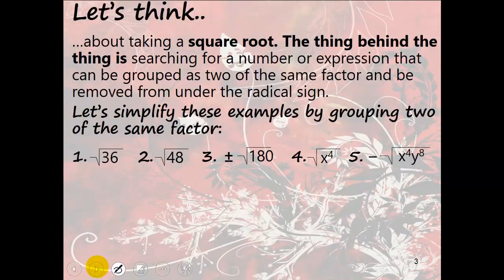All right, so let's think about taking a square root. We're familiar with this. The thing behind the thing is that you're looking for numbers that can be grouped in twos. Sometimes you have a perfect square, like 36, where we can write 36 as 6 times 6. Then you have that double under the radical, and that comes out as a single. So let's simplify the square root of 36. We could write this as 6 times 6, which we could write as 6 squared, and this undoes, and so we just get a 6, okay?